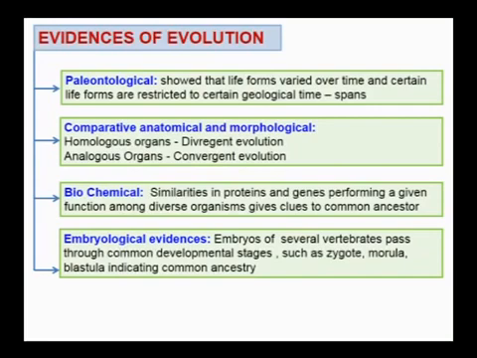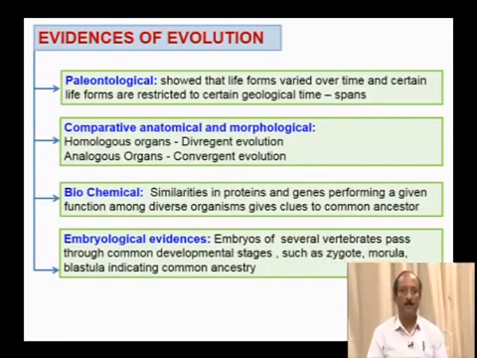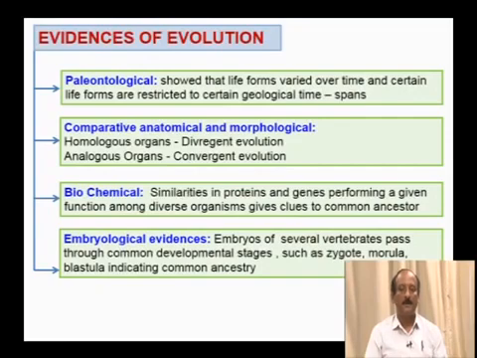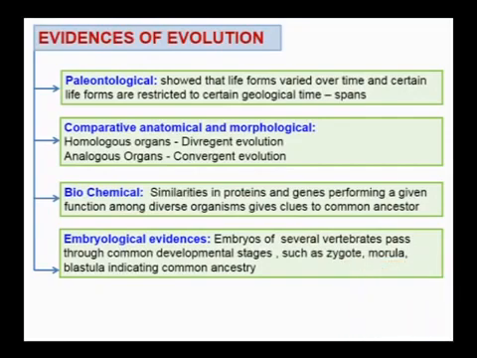Coming to comparative anatomical and morphological evidences, we have homologous organs and analogous organs. Homologous organs are organs with similar structure and origin, but they perform different functions. Homologous organs explain divergent evolution and common ancestry. Whereas analogous organs are organs with different structure and origin but perform a similar function. Analogous organs explain convergent evolution.